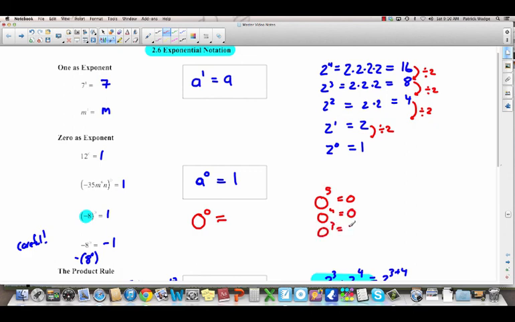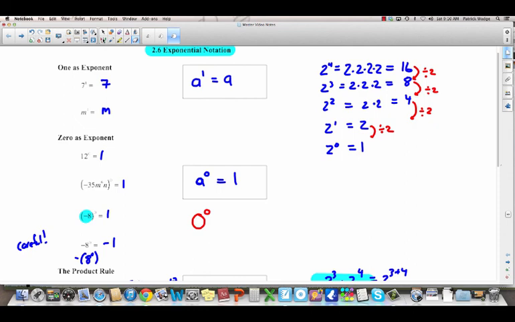0 to the 3rd power is 0. 0 to the 2nd power is 0. It's always 0. So if that's the case, that 0 to any power is 0, but it's also the case that anything to the 0 power is 1, which one of those rules holds? Does this equal 0 or does this equal 1? Well, it turns out it doesn't equal either of them.